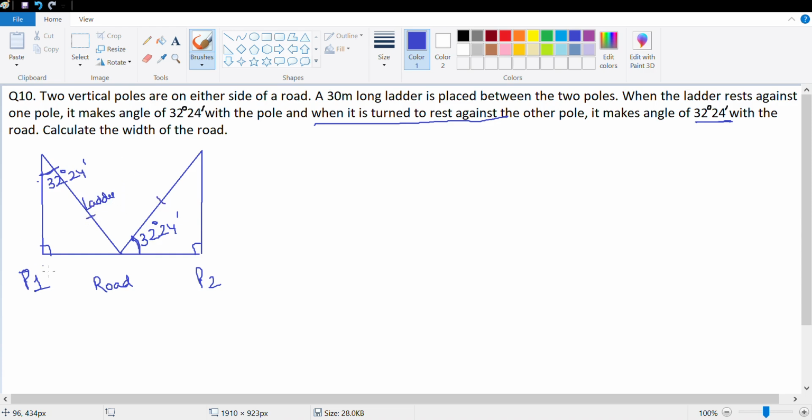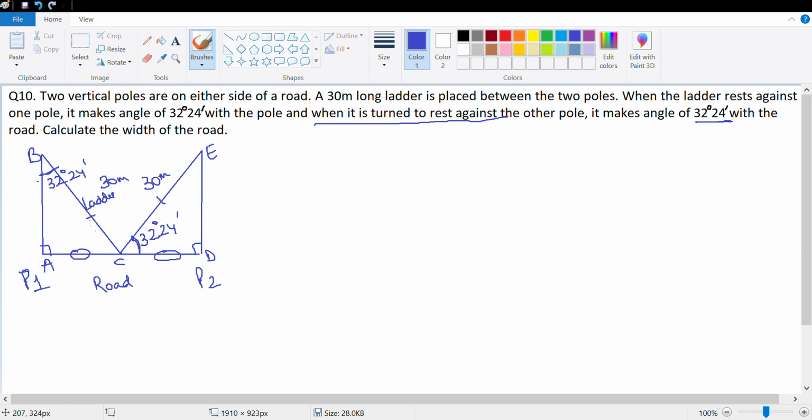Let's give them some names: A, B, C, D, and E. And BC and CE are basically nothing but the ladder. It's the same ladder. And the length of the ladder is 30 meters. So this is 30 meter. Similarly, this is 30 meter. We need to find the width of the road. So we need to find the value of AC, and then we need to find the value of CD, and we need to add these two.